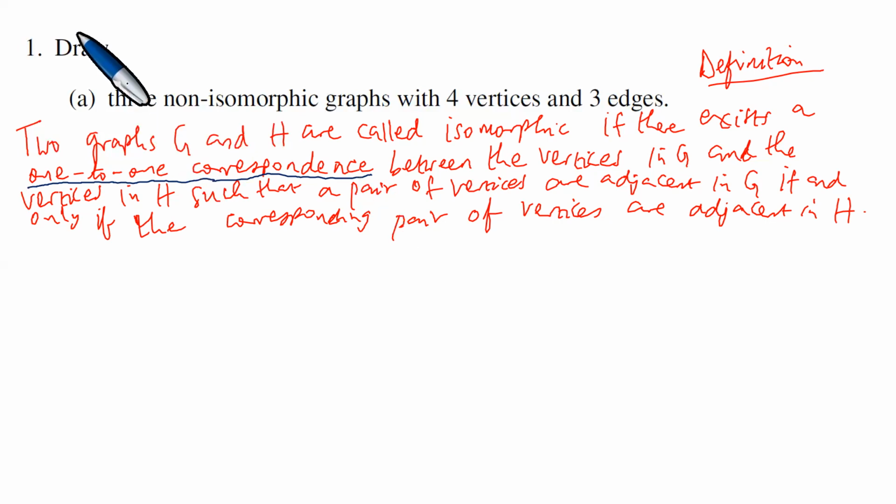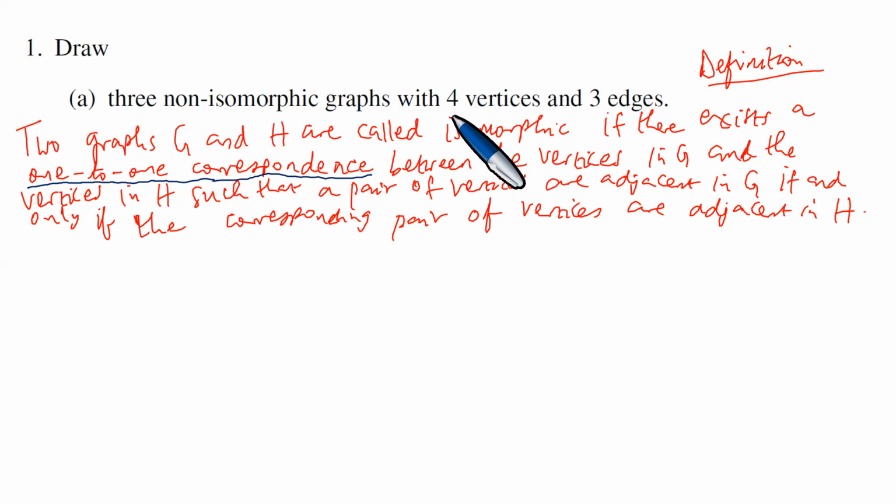Right, so now in this question, we need to draw three non-isomorphic graphs. These are the basic questions I'm beginning with on graph theory. Three non-isomorphic graphs with four vertices and three edges. What kinds of graphs are these, and how can these graphs be drawn?